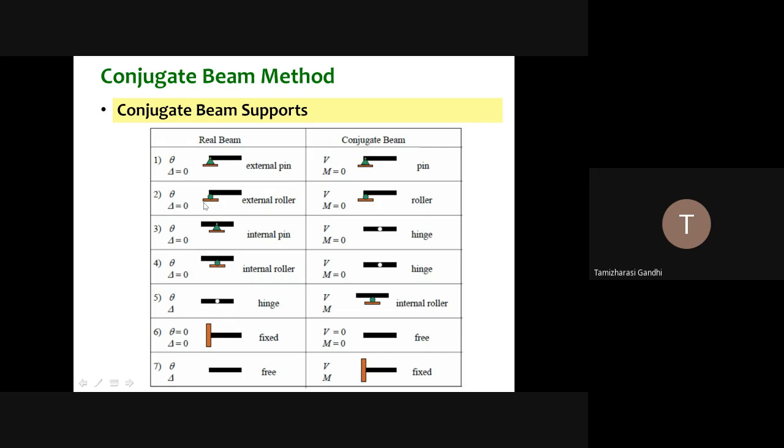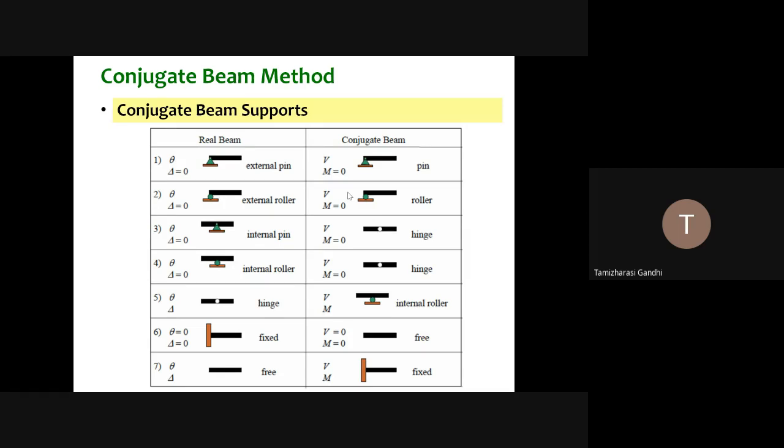In the second case, you have rotation again, displacement zero. Again, when you convert this beam into a conjugate beam, you have here theta not equal to zero. That means I should ensure that in the conjugate beam, shear should not be equal to zero. Then delta should be equal to zero. That means I should ensure in the conjugate beam, bending moment should be equal to zero. In that case, I should ensure that I get a support condition in this way.